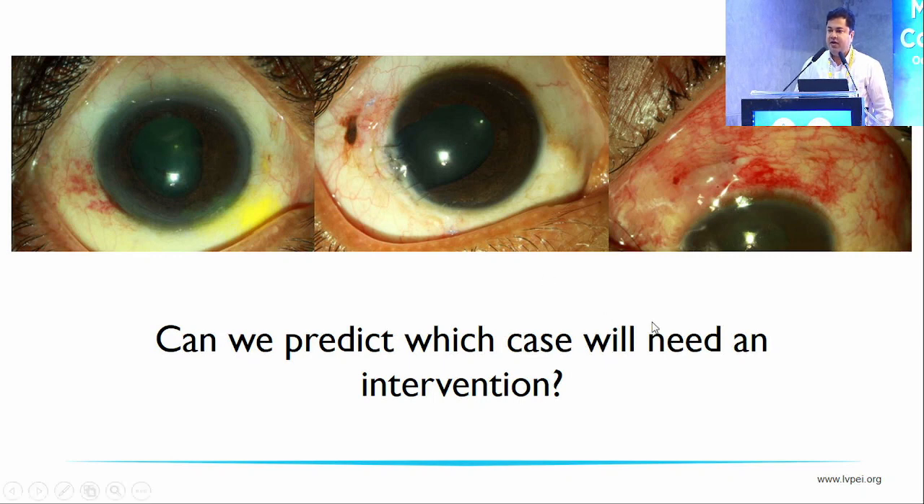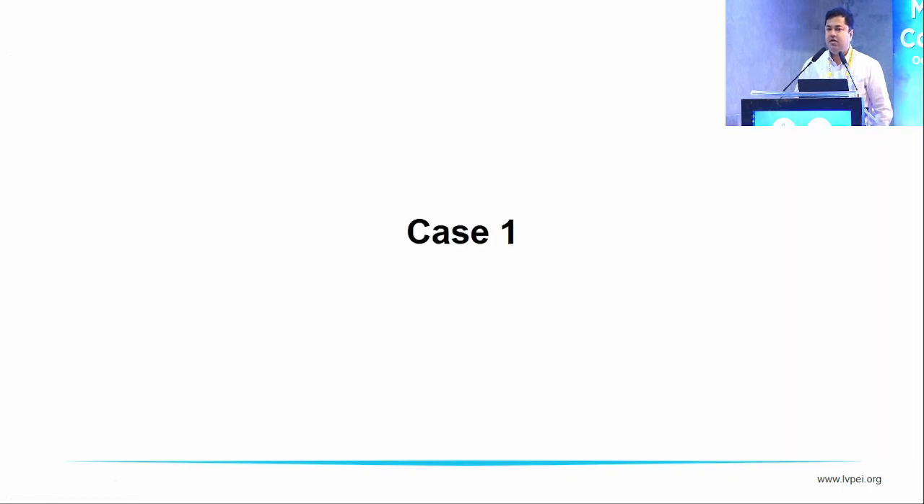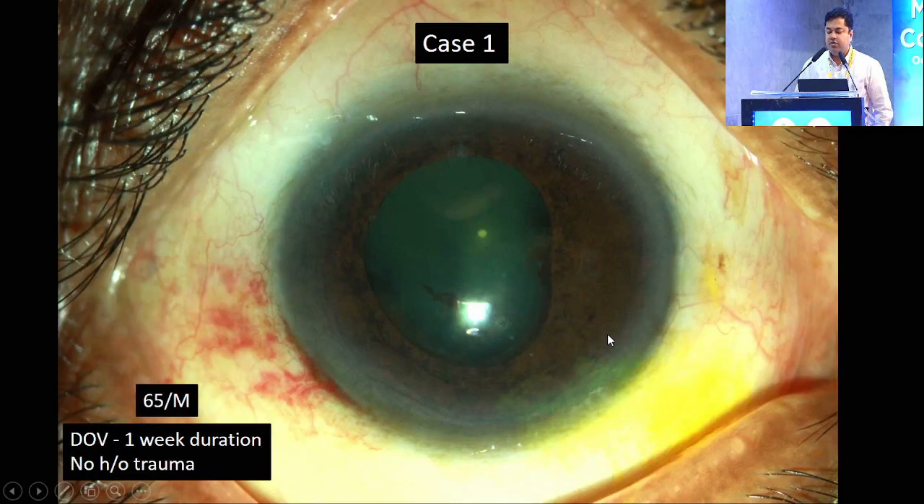So to identify and make things easier, rather than going for a surgery directly, we went ahead with an anterior segment OCT in such cases. So I'll take you through three cases. This is case number 1.